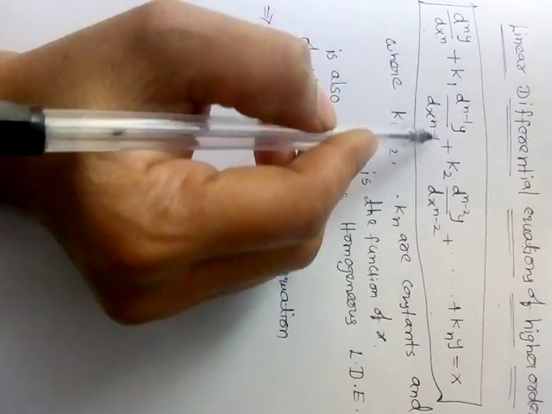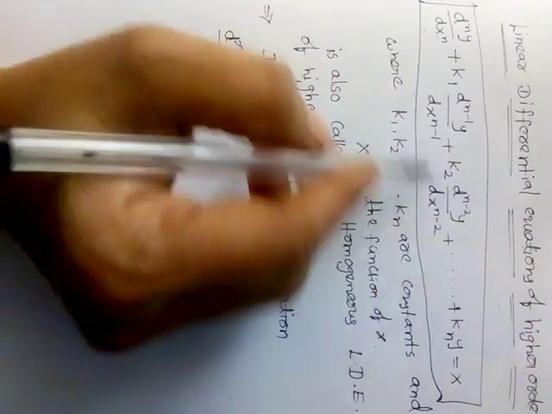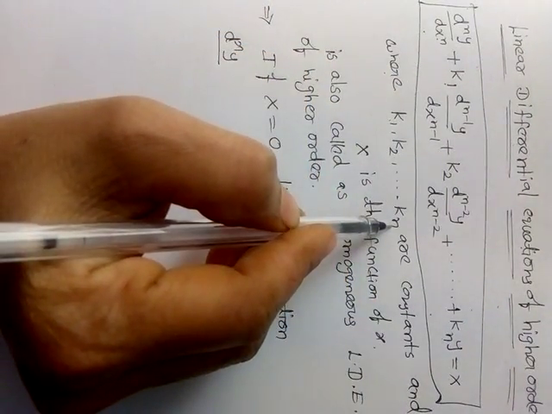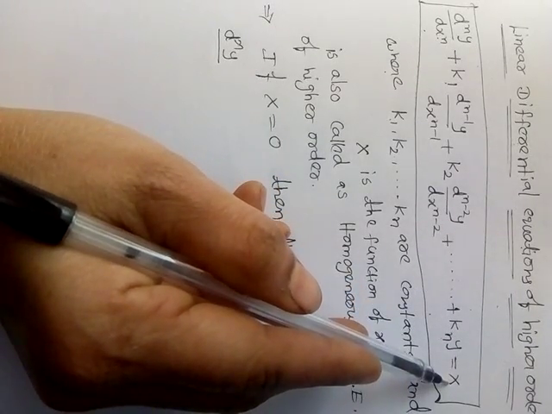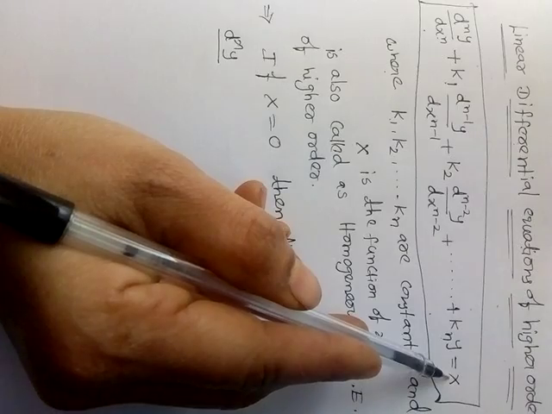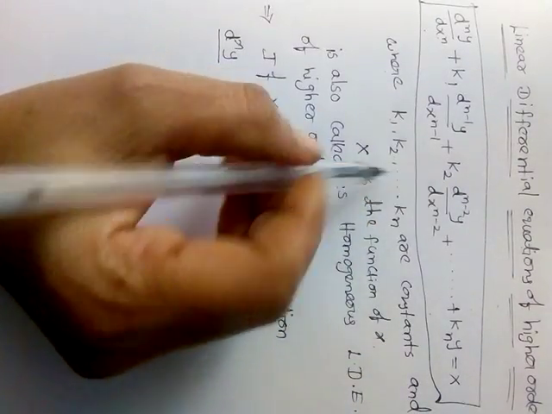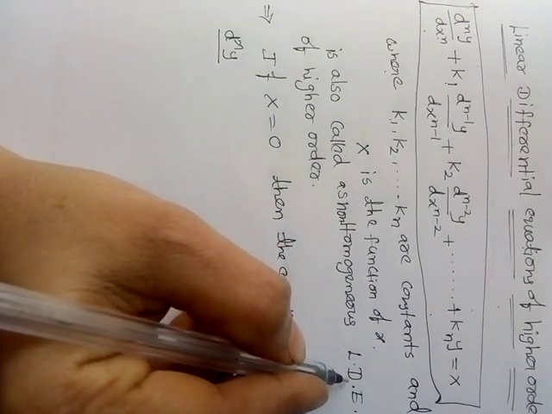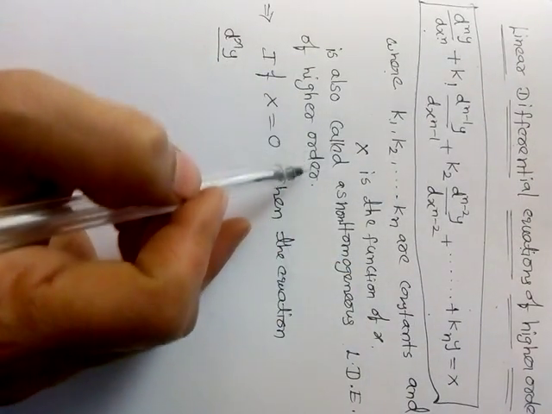So the equation is the sum of the derivative terms. Here k1, k2, up to kn are constants, and on the RHS we have capital X, which is a function of x. This equation is also called a non-homogeneous linear differential equation of nth order.